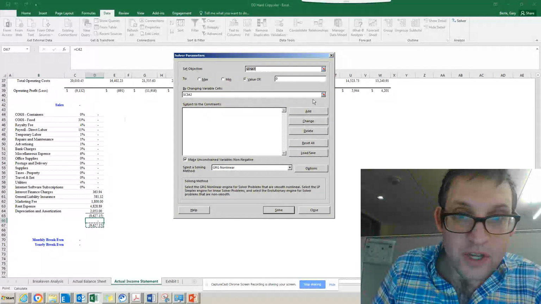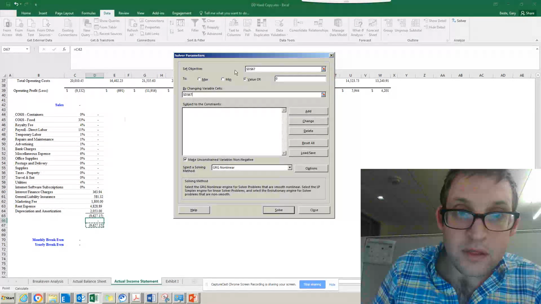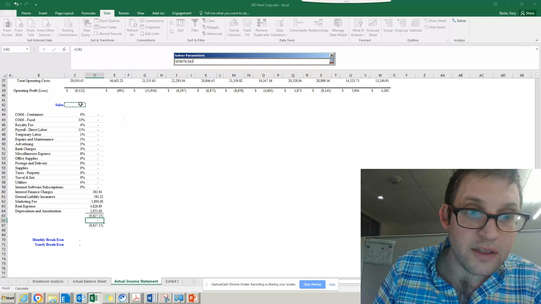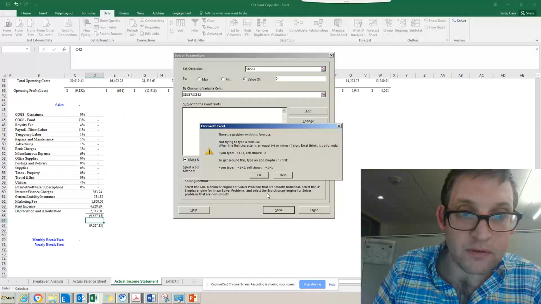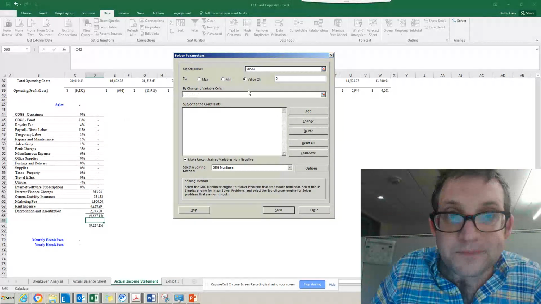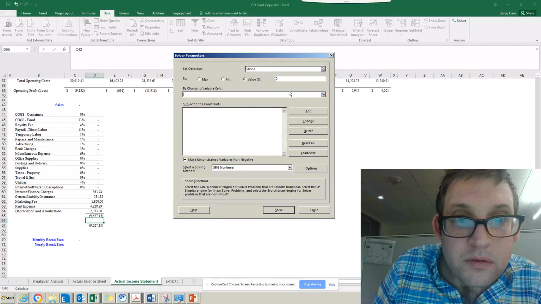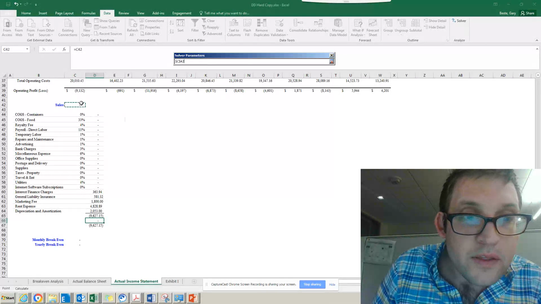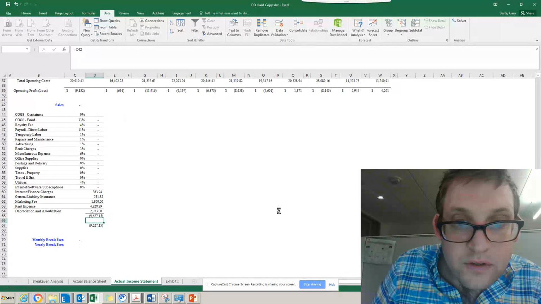So I need to set that amount to a value of 0 by changing that amount. Then give it a solve. D67 to 0 by changing that amount right there. Give it a solve.